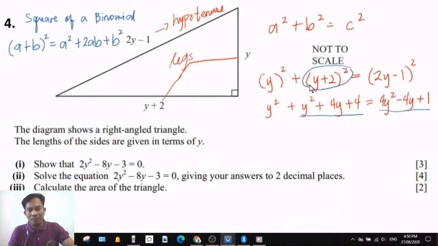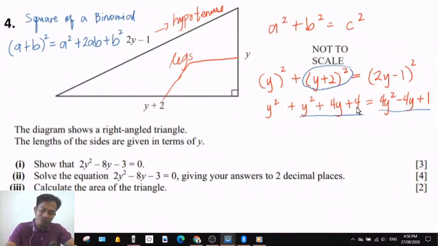So it says the first term is a, y. Right? Okay, so you just square y, it becomes y squared. Next, it says 2 times a times b. The a is y, the b is 2. 2 times y is 2y times 2 is 4y. That's why it becomes 4y here. Next, the b is 2. You just square the 2, it's 4.